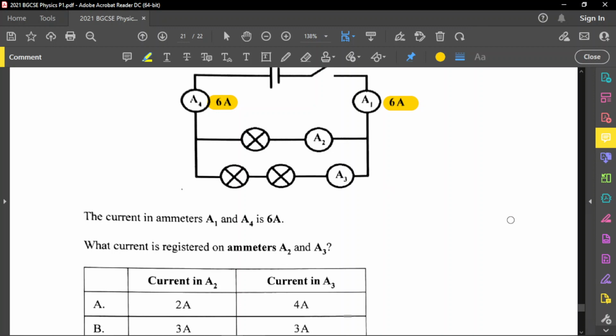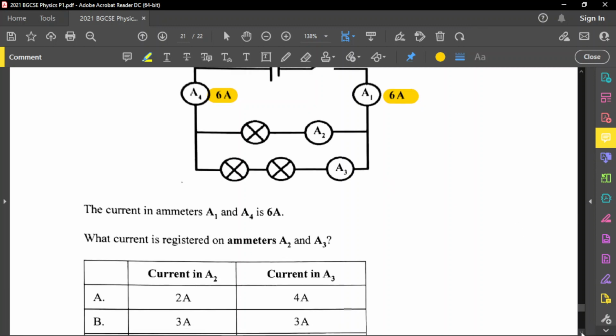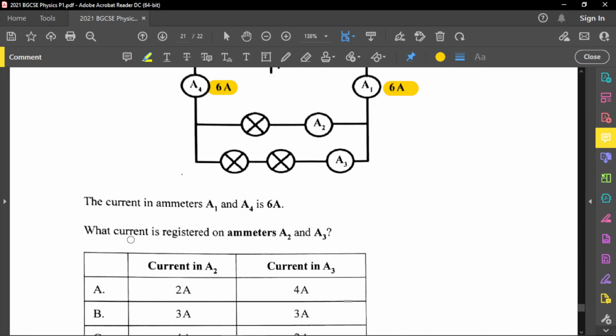And so what we're going to talk about now is what current is registered on ammeter 2 and ammeter 3. But we know the overall current based on ammeter 1 and 4 is 6. All right, so if 6 is there, and this is a parallel circuit, the current will have to be shared between them, right? In a parallel circuit, the voltage is the same, but the current is shared. But let's now think about how the current is shared. It was shared in a certain ratio, yes?